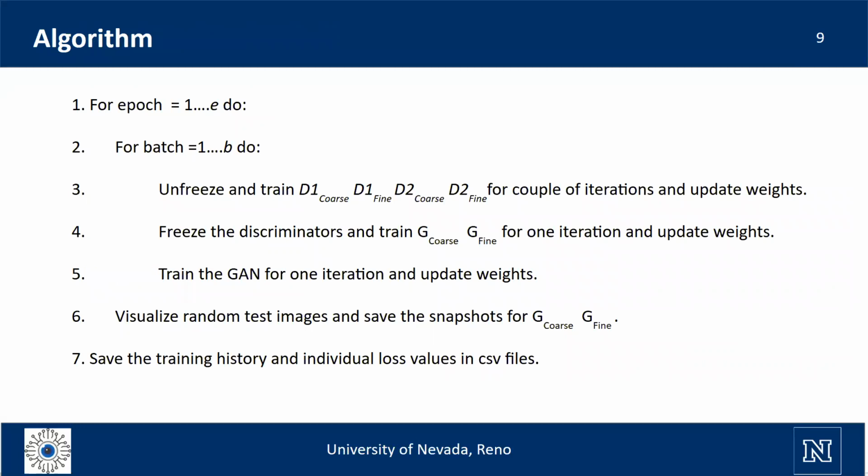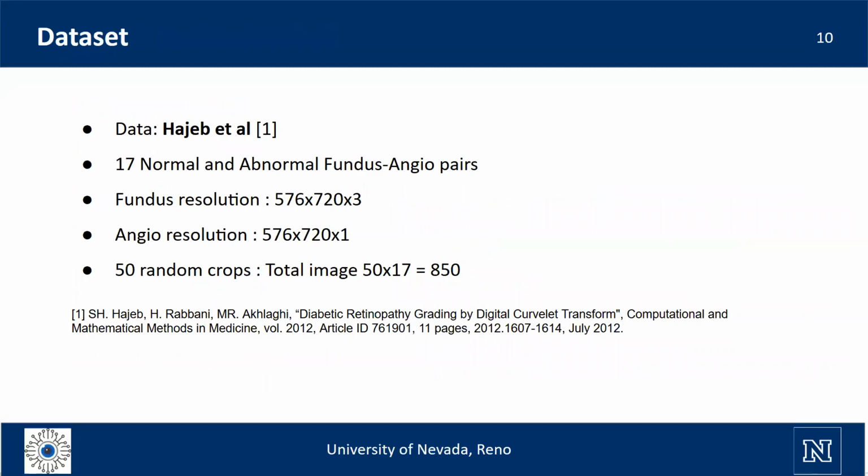For training, we start by taking a batch of images. Then we unfreeze the discriminator weights and train them for 2 iterations. Following that, we freeze the weights of the discriminators and train the generators on the same batch of images. Lastly, we train the GAN end-to-end and calculate the adversarial loss. After 1 epoch, we plot 3 random test images and save the snapshot weights of the generators. Ultimately, we save the training history and individual loss values in a CSV file for future reference.